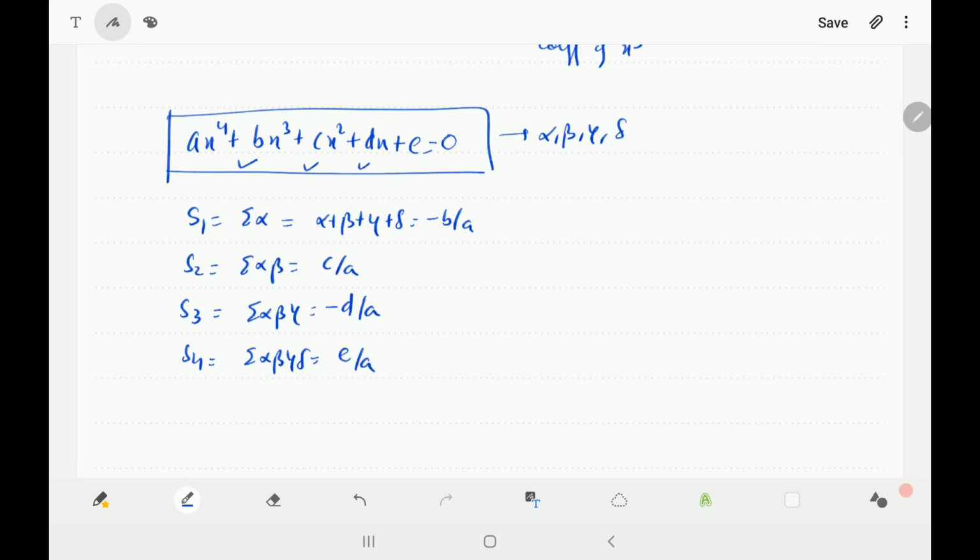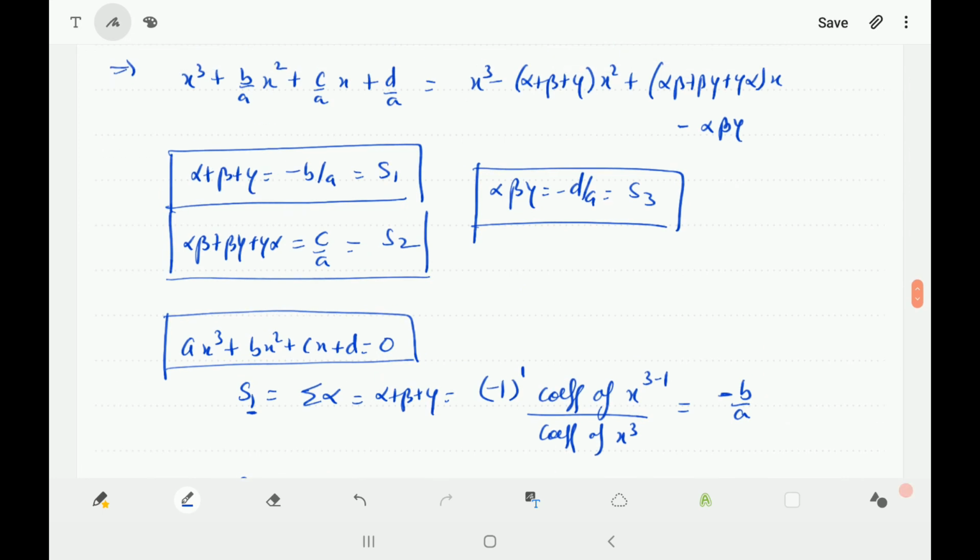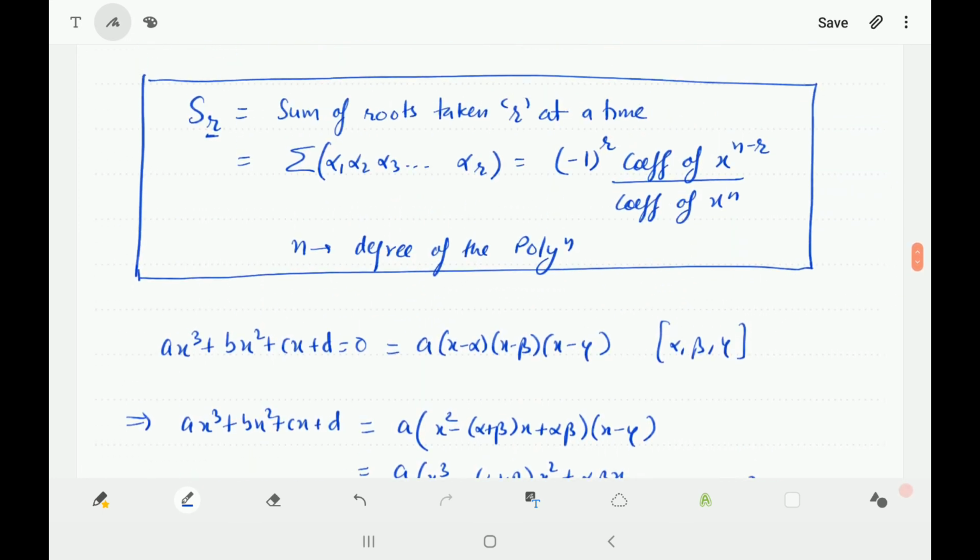But the problem arises when the degree is quite high. For that you need to remember that formula. So this formula should be remembered, and you can use it anywhere for any polynomial equation of degree n. I hope it is clear.